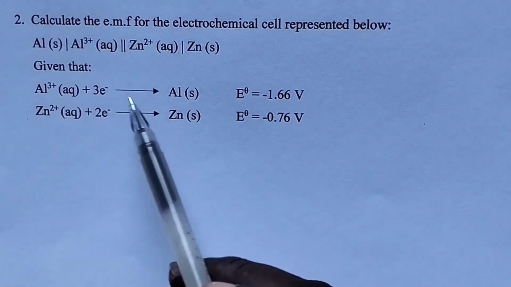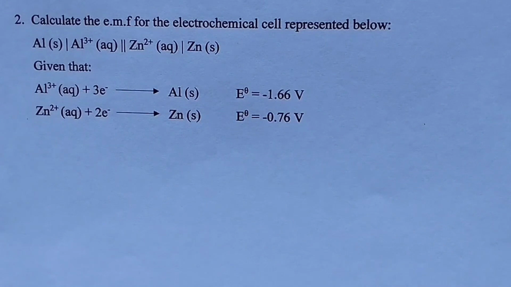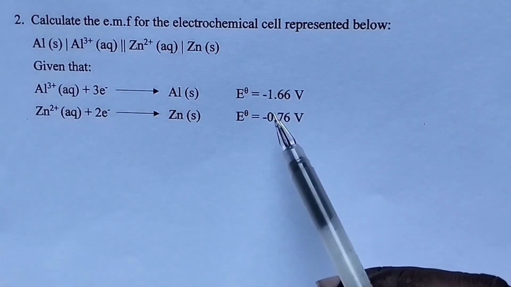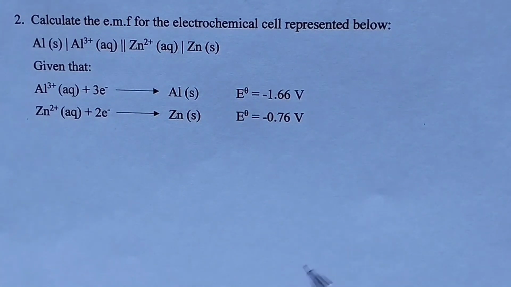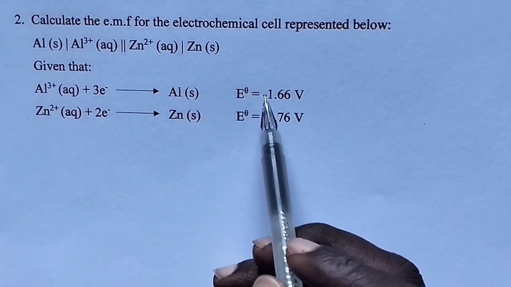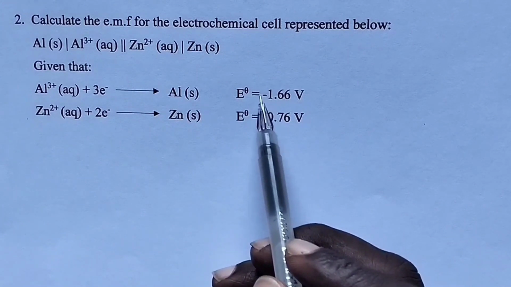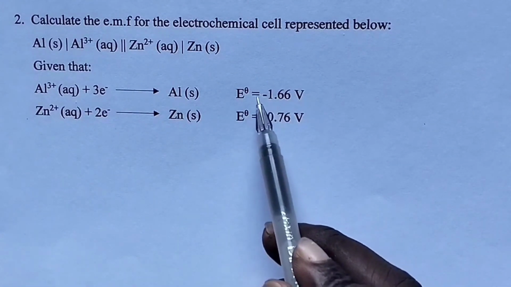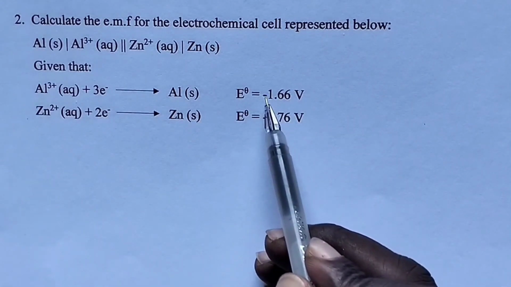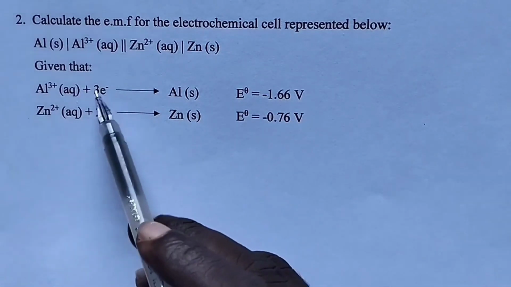Given that we have been given the ionic equations for the 2 electrodes and also their standard electrode potentials, we can use 2 formulas. The first formula: we are going to reverse the reducing agent. The reducing agent is the one that's most negative. So between these two, the one for the aluminum ion is the most negative. If you check, the electrons are not the same.